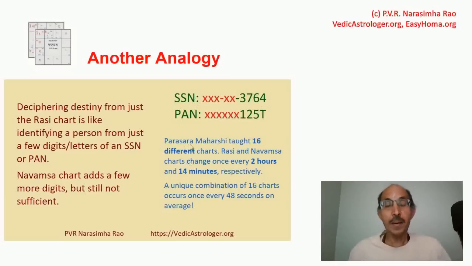Similarly, Parashara Maharshi taught 16 different charts. And Rashi and Navamsa chart change once every 2 hours or 14 minutes. So a unique combination of 16 charts occurs once every 48 seconds on average. So you really need all these to identify the person uniquely. Otherwise, you're not looking at one person, but you're looking at a big group of people.